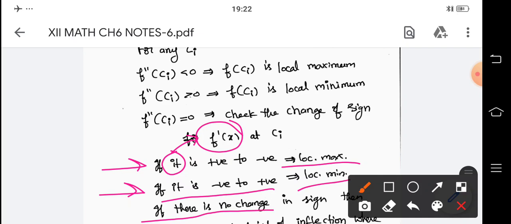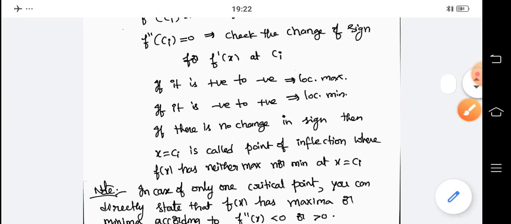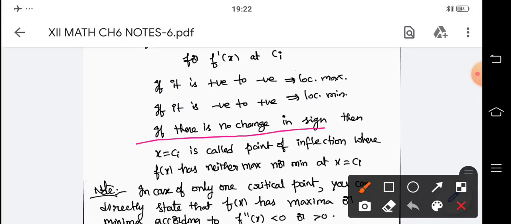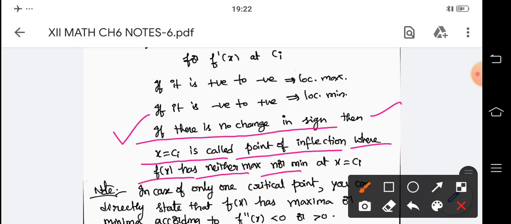If there is no change in the sign, this is very important, we may face this. If there is no change in the sign, then x equal to ci is called the point of inflection, where f of x has neither maximum nor minimum at ci.